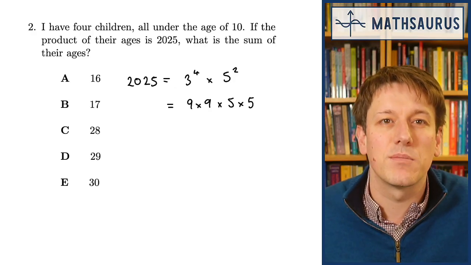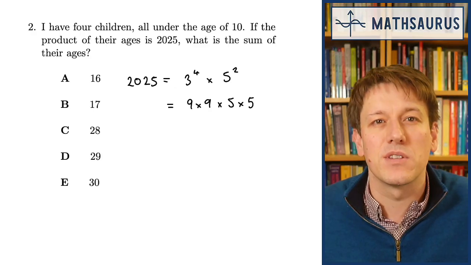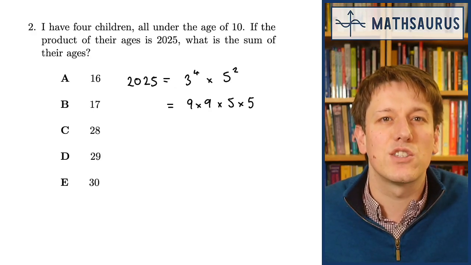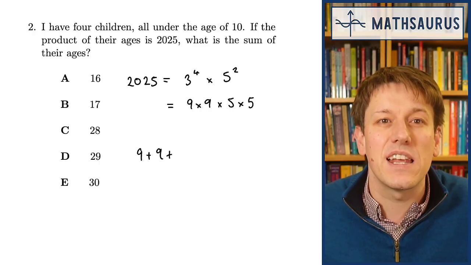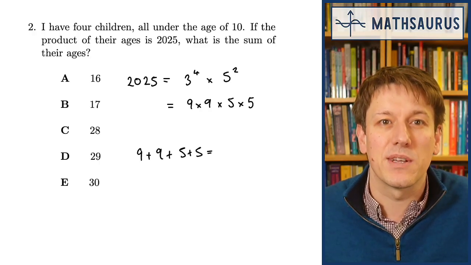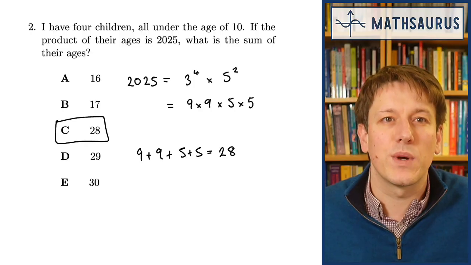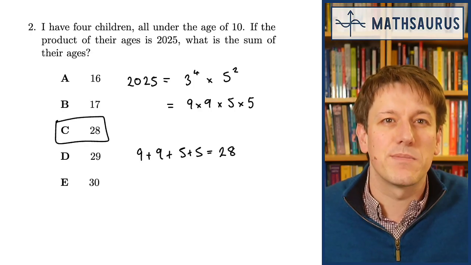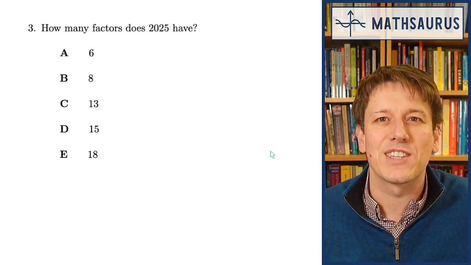If I made one of the numbers larger, the 5 would then have to be like 5 times 3, or the 9 would have to be 9 times 3 or 9 times 5 or something. We're always going to get 2-digit numbers. So this is the only way to do this with 4 different numbers under 10, and that must be the answer to this question. 9 plus 9 plus 5 plus 5 is 28 for C, and see how the prime factorization, knowing that in advance, makes that much easier. So let's go on to the next one.